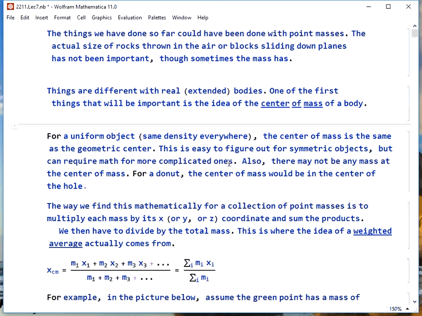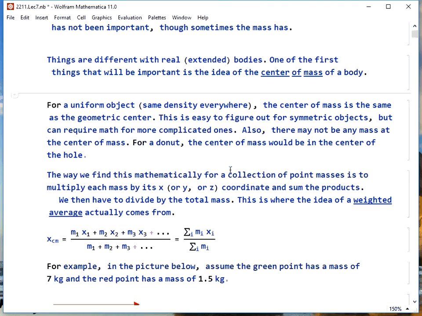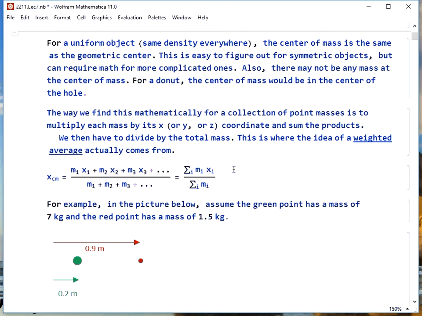If we have a uniform object, so it's the same density everywhere, like a bottle full of water, the center of mass and the geometric center are at the same place. So if we have a sphere, the center of mass is at the center of the sphere. Same for a cube or a cylinder or anything like that. We'll have to do some more math if the shape is more complicated, and we have to keep in mind that there may not be any mass at the actual center of mass. For example, think about a donut. Center would be in the center of the hole where there's nothing there.